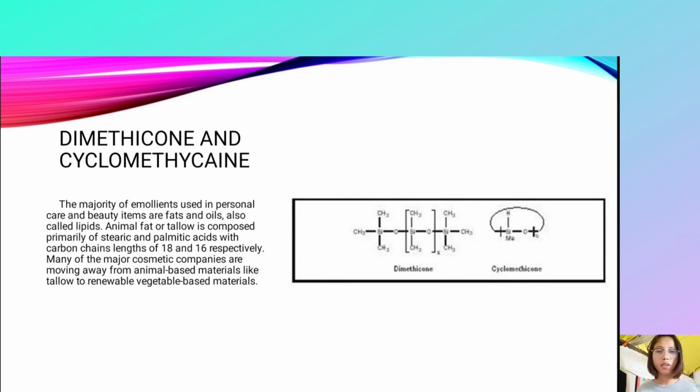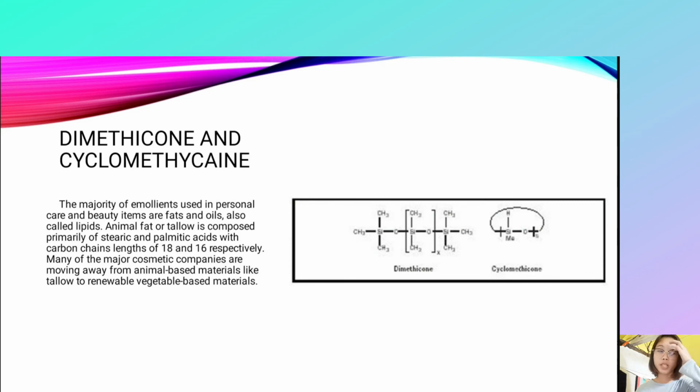The majority of emollients used in personal care and beauty items are fats and oils, also called lipids. Animal fat, or tallow, is composed primarily of stearic and palmitic acid with carbon chain lengths of 18 and 16 respectively. Many of the major cosmetics companies are moving away from animal-based materials like tallow to renewable, vegetable-based materials. Coconut oil and palm kernel oil are often used.